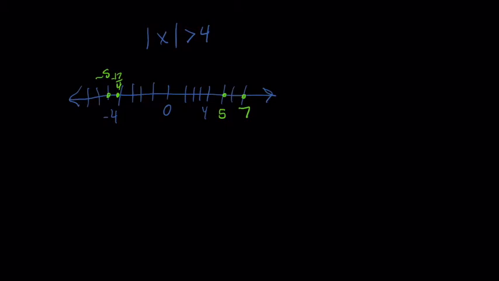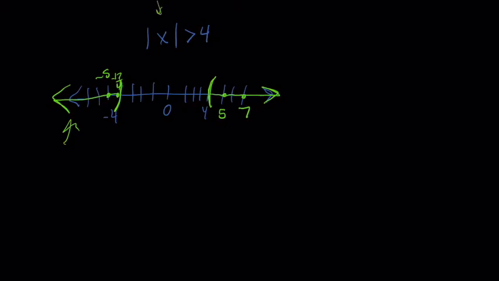So my solution set's going to be not including -4 all the way to -infinity, because if I plug in any of these values, I'm going to get a true statement. And I have to take the positive side as well, because if I plug in any of these positive values that are greater than 4, I'm still going to get a true statement.